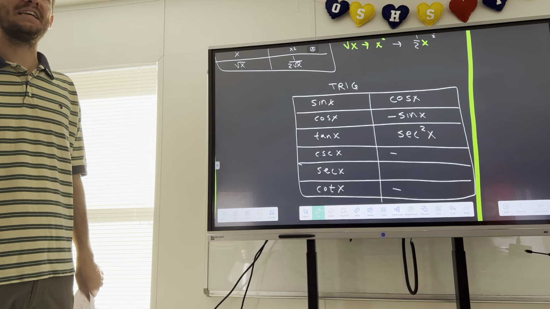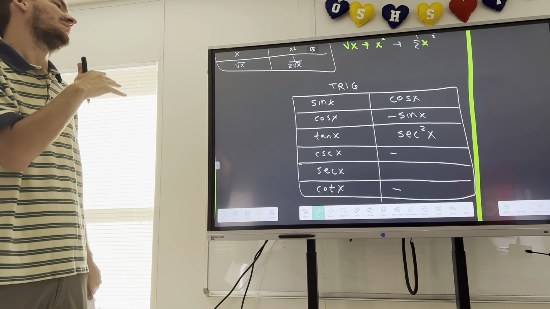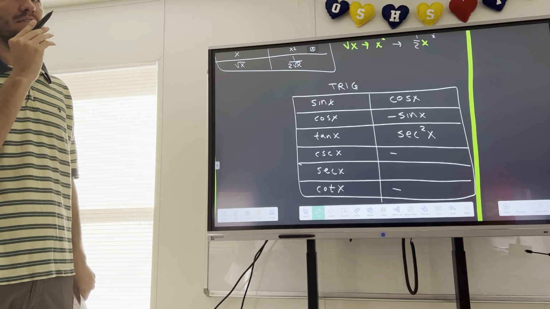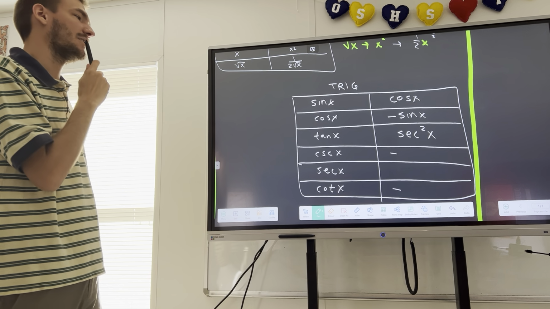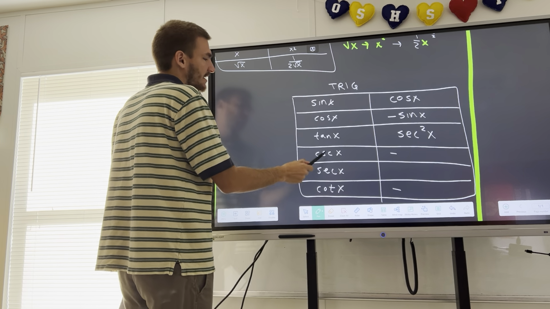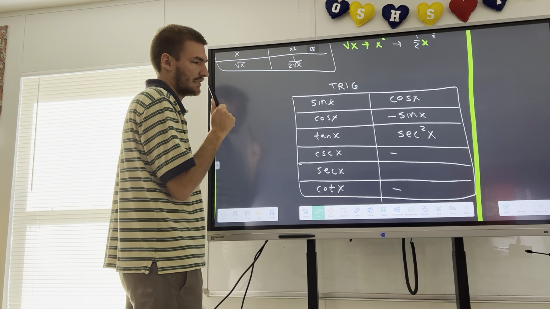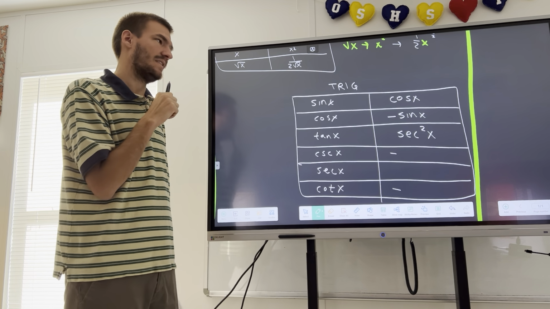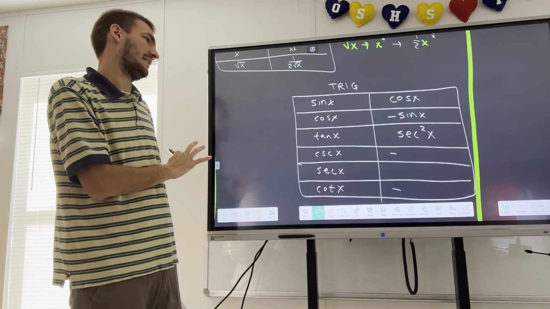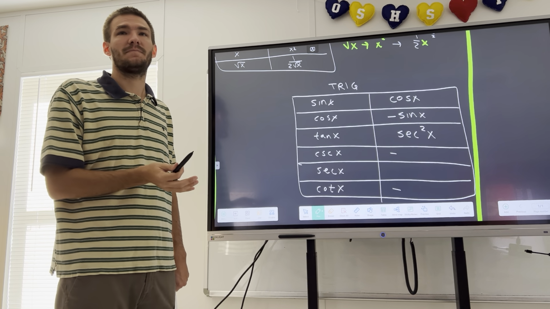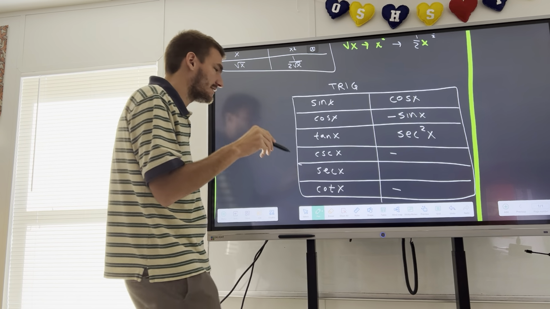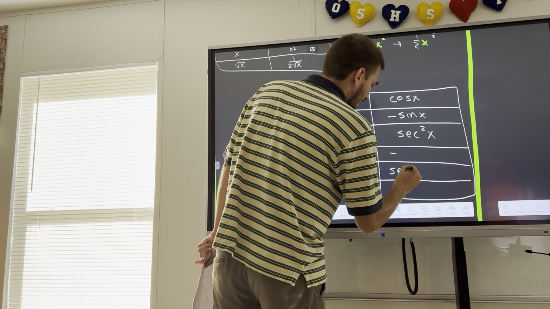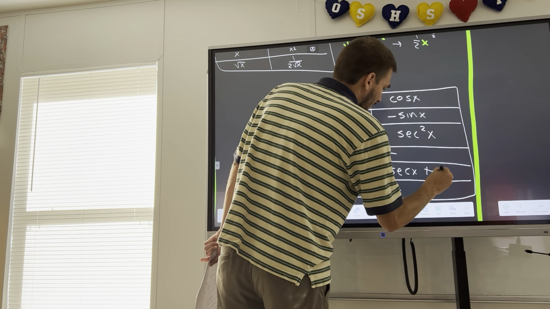Now, before we guess, which one should we guess next? There's kind of two ways to think about it. Do you think we should try to figure out secant next, or cotangent next? Okay, this is where we get into an issue, because it's not tangent squared, which would be beautiful, but it's not. The derivative of secant is secant x tangent x.